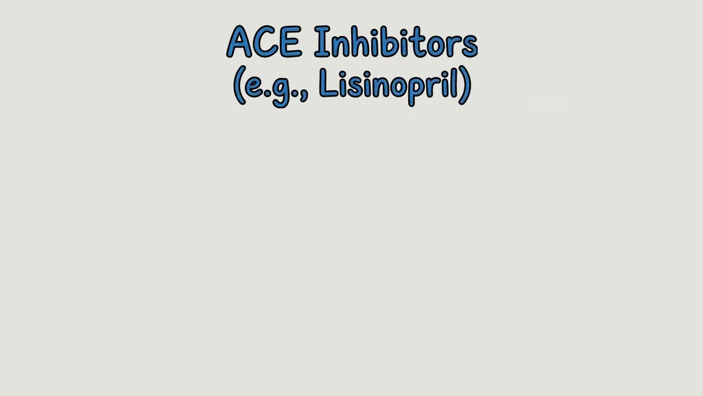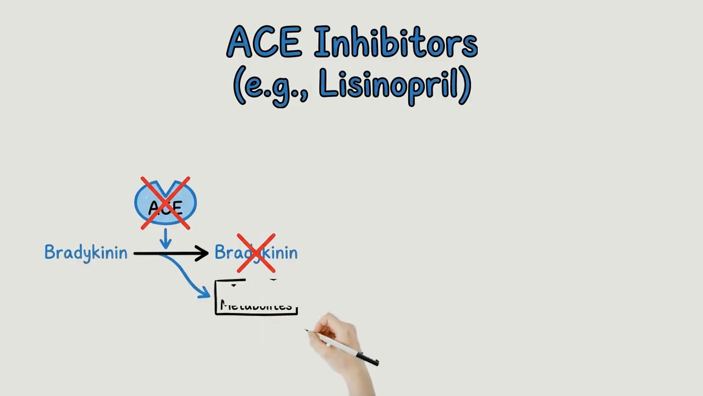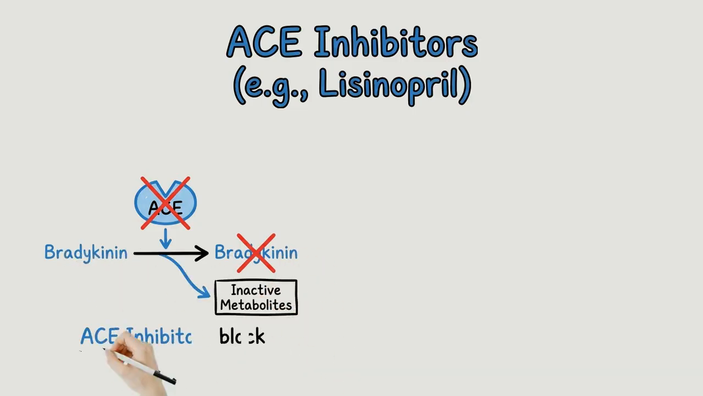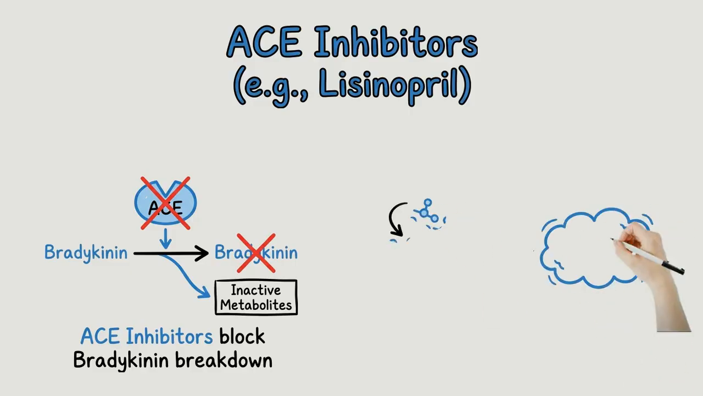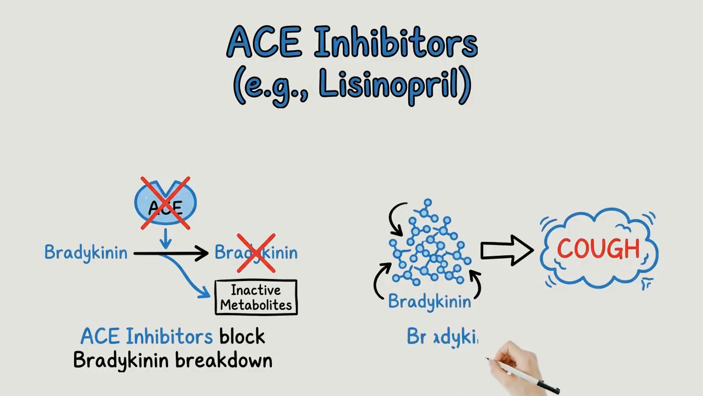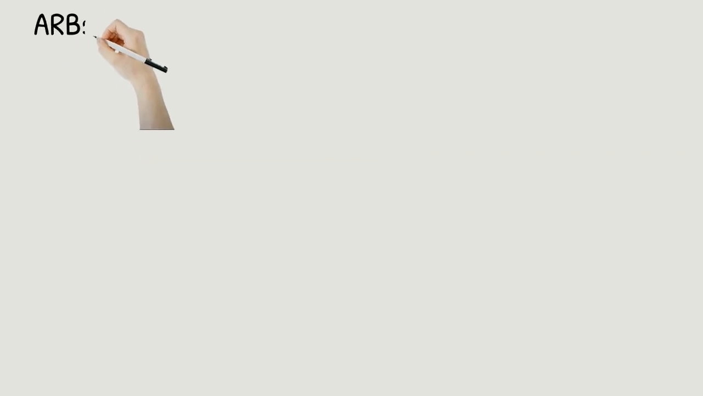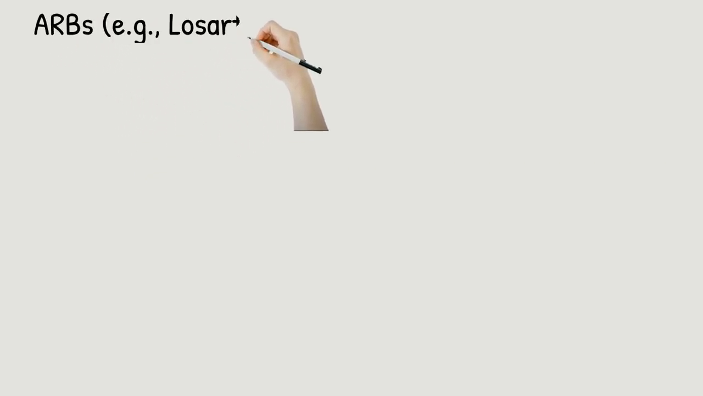ACE inhibitors, like lisinopril, directly block ACE. But ACE does 2 jobs. It converts angiotensin 1 to angiotensin 2, and it breaks down bradykinin, a vasodilator. Block ACE, bradykinin accumulates, and you get a dry cough. Hypertensive patient with a new dry cough on step 1? ACE inhibitor, every time.